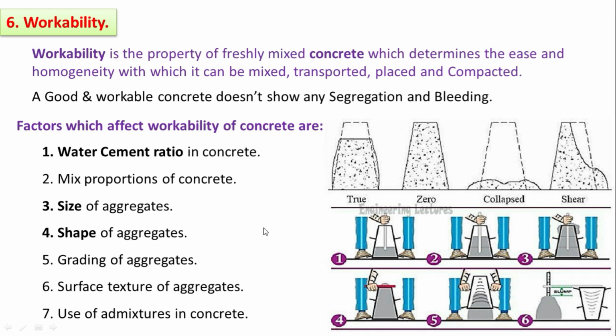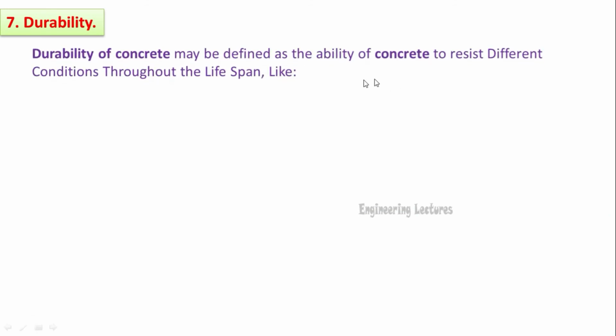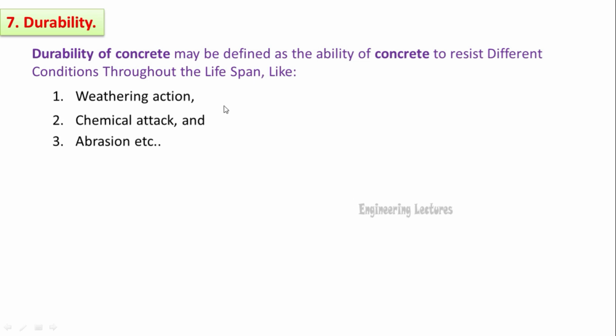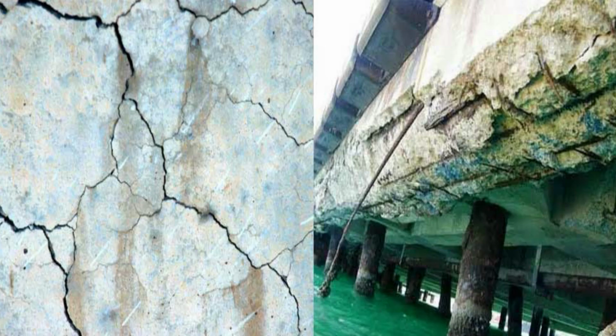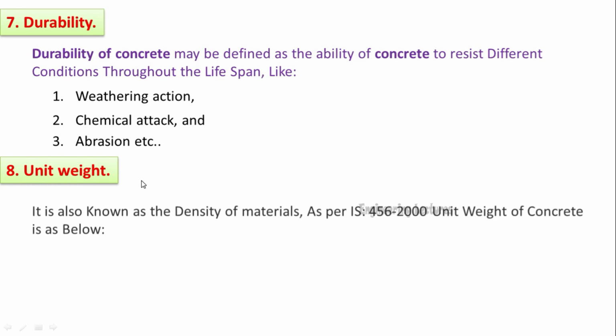Now let's see the durability of concrete. Durability of the concrete may be defined as the ability of a concrete to resist the different conditions throughout the lifespan, like weathering actions, chemical attack and abrasion. It is nothing but the concrete is exposed to environmental conditions, and concrete should be resisting those different environmental conditions.